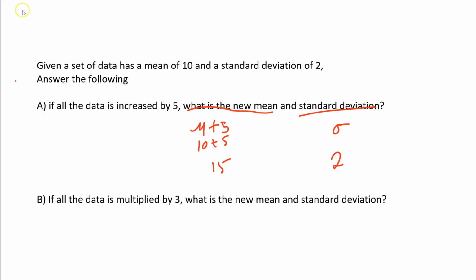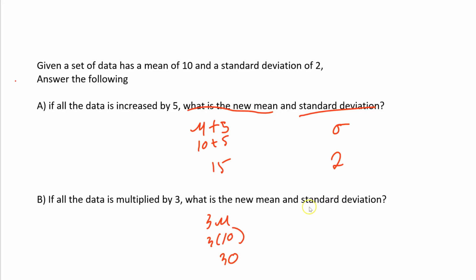Now let's contrast that with what happens if you multiply everything by a number. So if all the data is multiplied by 3, what is the new mean? Well, kind of the same idea. Now you multiplied everything by 3. If it averages out, you just multiply your mean by 3. So this would be 3 times 10, which would be 30.